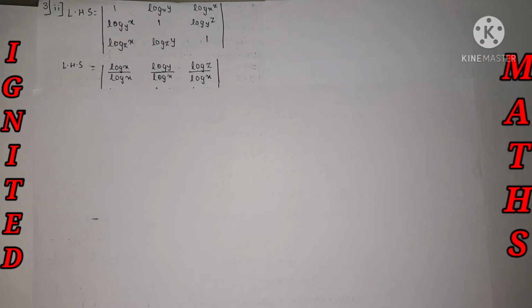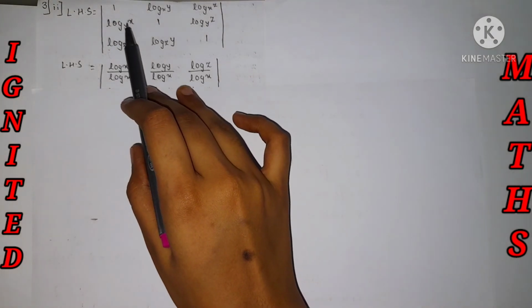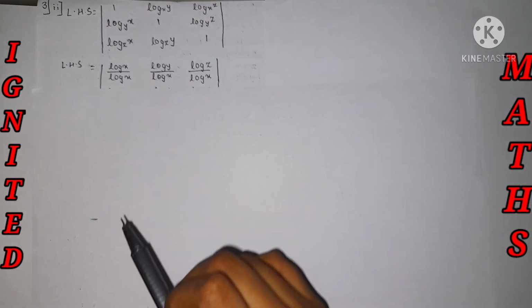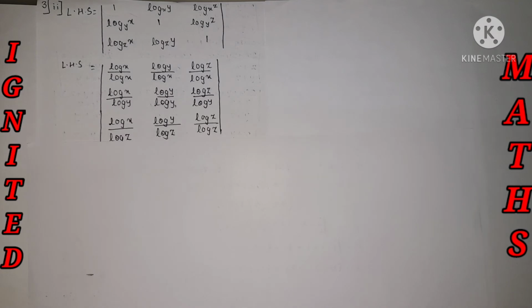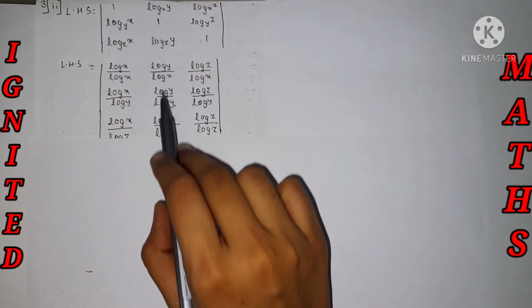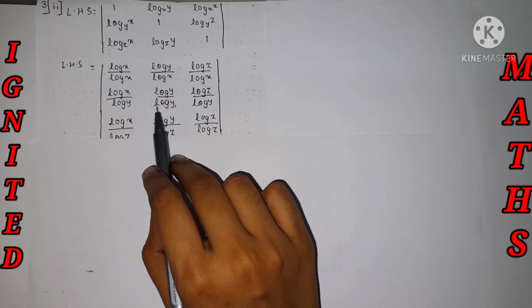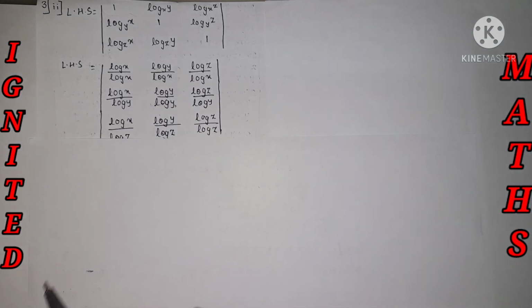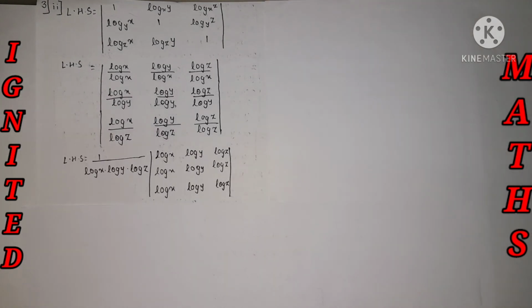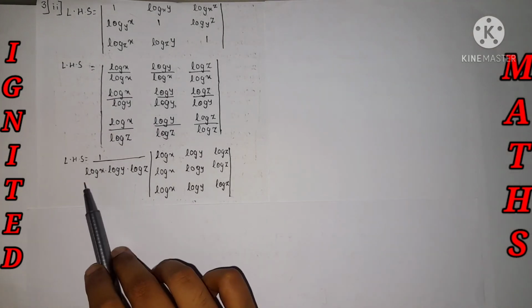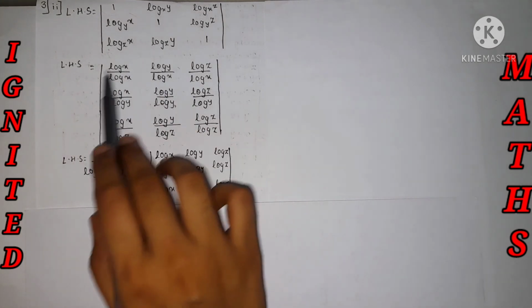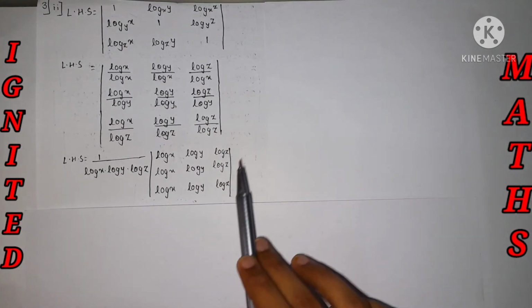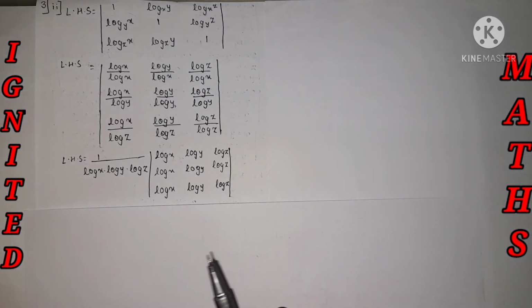The only difference is that here the base is y at row 2, and here the base is z. So the same thing I have converted in such a way: the constant term I have written with the denominator, over here log y, over here log z. For what? For getting the common term. Log x, log y, log z should be common at row 1, row 2, row 3 respectively. This is what I have done. Yes, log x, log y, log z are common from row 1, row 2, row 3, and the rest of the terms I have listed in such a way.